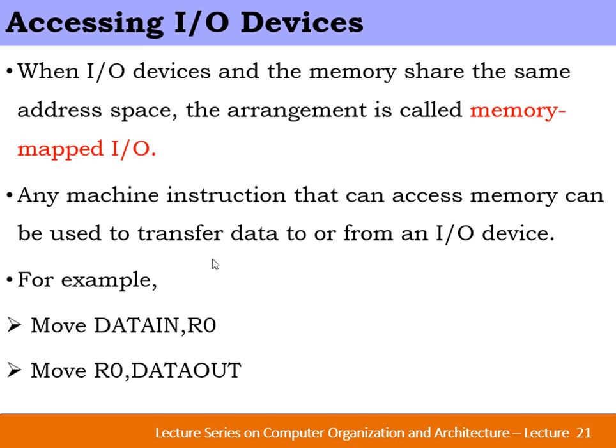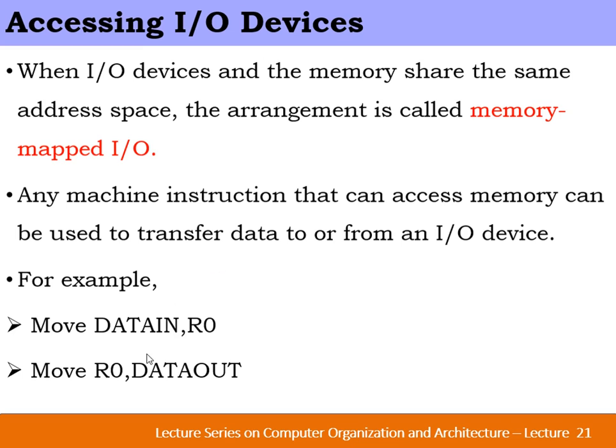So this is going to happen in case of memory mapped IO. That is, not only are the addresses of the memory locations shared, but the address space is shared between the memory and the IO devices. So the same set of instructions that are required to access the data from the memory are also used to access the data from an IO device.